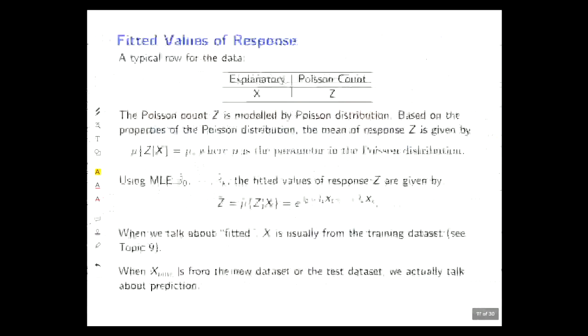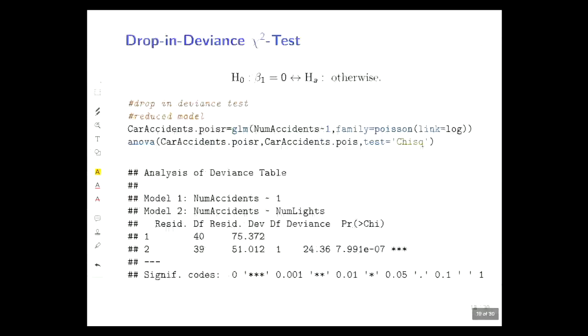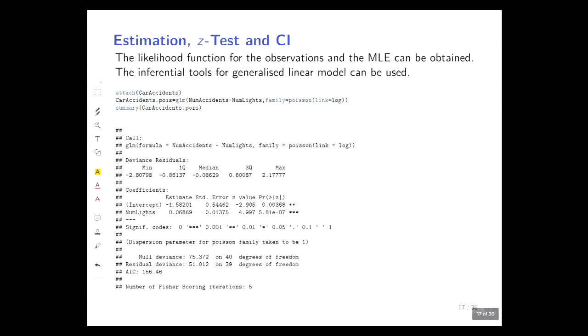By using the assumptions, we can obtain the likelihood function, and I will not derive it in this course because it's beyond the scope of this course. But what you need to know here is that we can obtain the likelihood function by using the assumptions. And for the generalized linear model, if we can obtain the likelihood function, we can maximize it and obtain the maximum likelihood estimation. So that is our estimates. And if we can get the maximum likelihood estimation, we can use everything in the inferential tools for generalized linear models. I think that's in one of the previous topics.